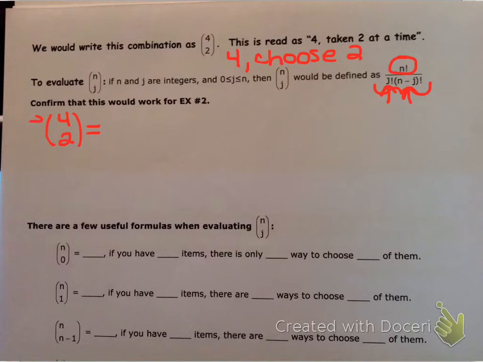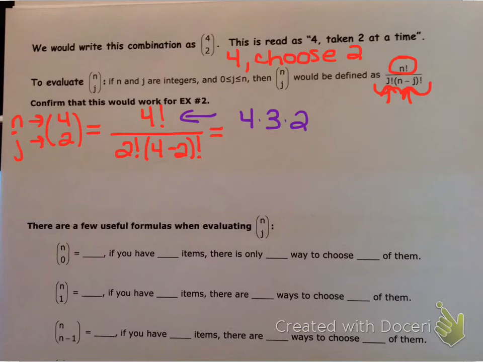So this right here is my n. I had 4 items. That right there is my j. I chose 2 at a time. So according to the formula, I would do 4 factorial over 2 factorial, and then 4 minus 2 factorial. Okay? Now remember what factorial means. This numerator right up here, 4 factorial, is the same thing as 4 times 3 times 2 times 1.